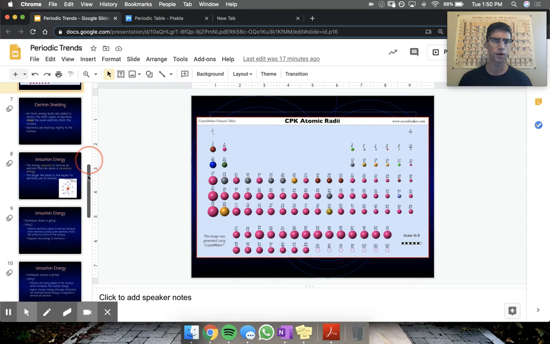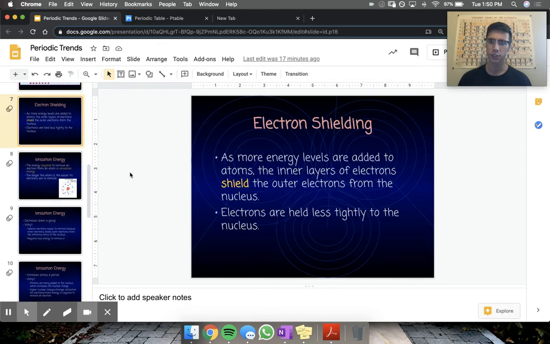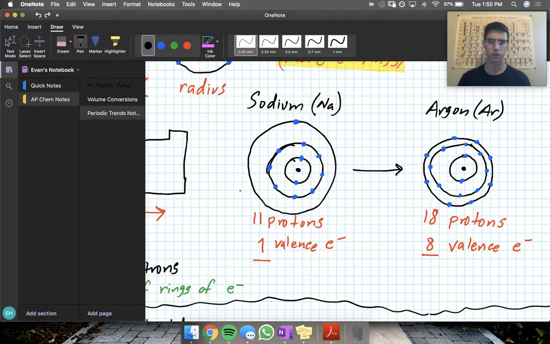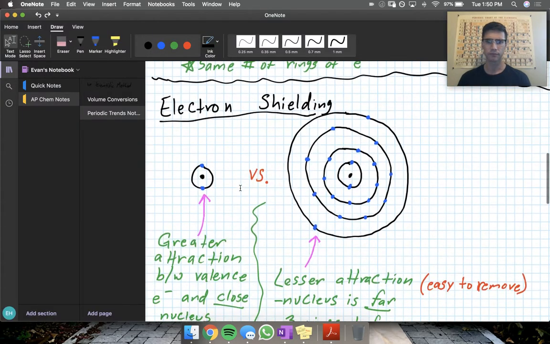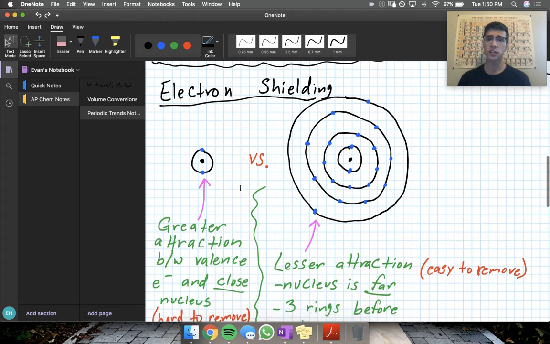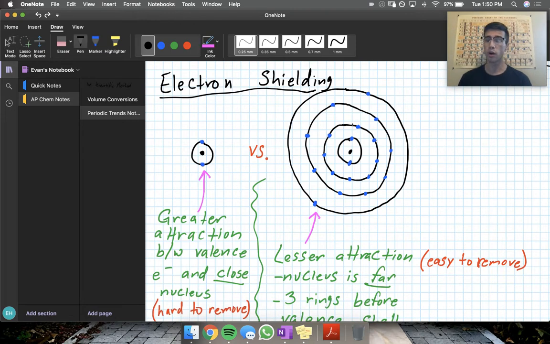Before we move on to the next periodic trend, there's one concept we need to understand, and that's called electron shielding. As more energy levels are added to atoms, the inner layers of electrons shield the outer electrons from the nucleus, so electrons are held less tightly to the nucleus. Let's take a look at this effect. Basically, as we get more and more shells, the effect of the nucleus decreases as the distance to the valence shell increases.